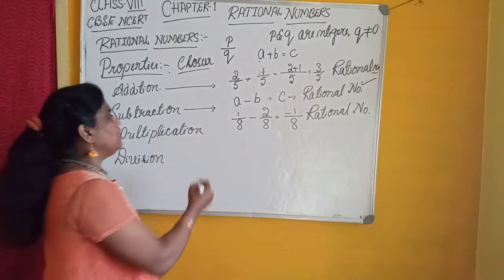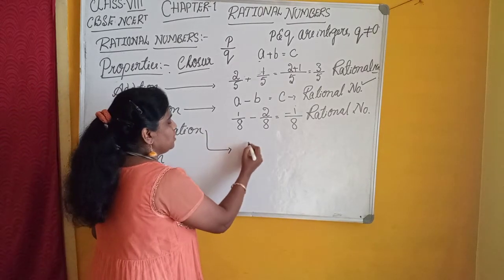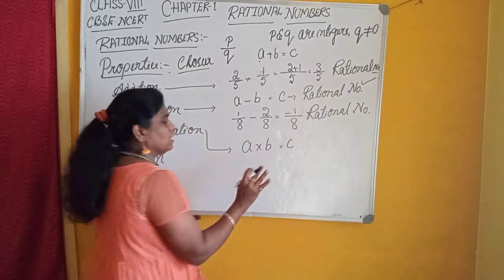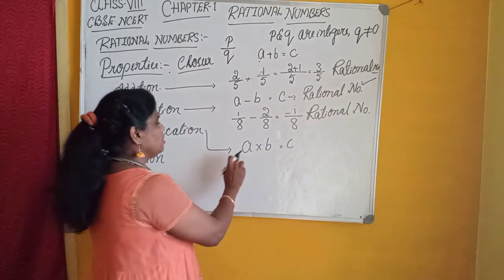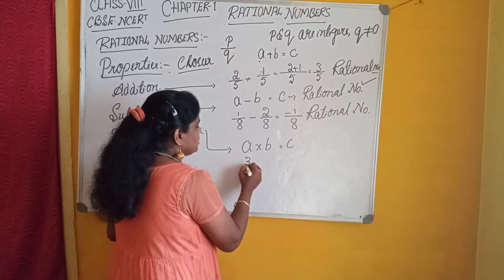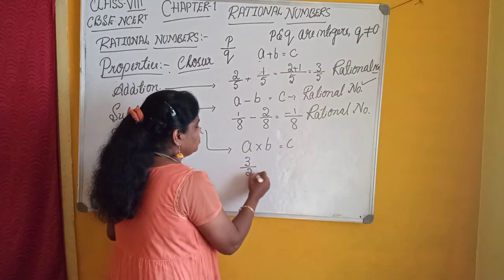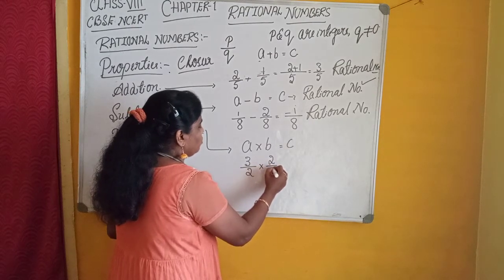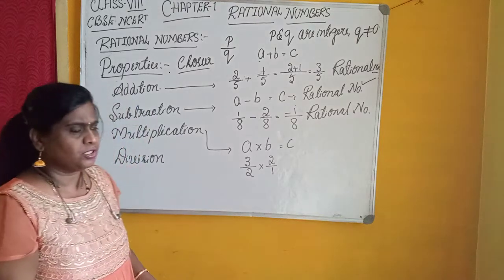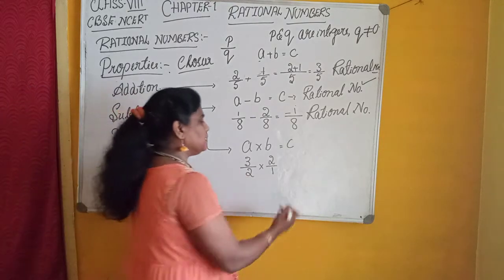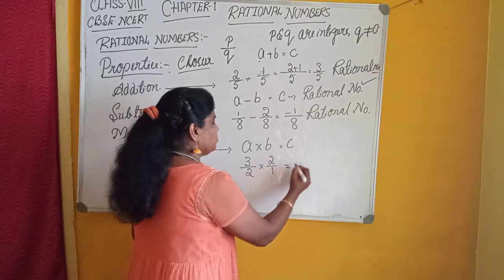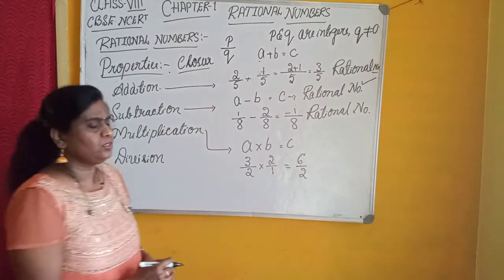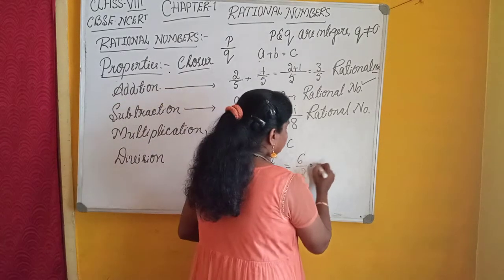Next, we are checking for multiplication of the rational numbers. The general form is A into B is equal to C. Consider two rational numbers, that is, 3 by 2 into 2 by 1. Even 2 by 1 is also a rational number, isn't it? If you multiply these two rational numbers, this will be 3 twos are 6 by 2. 6 by 2 is also a rational number.